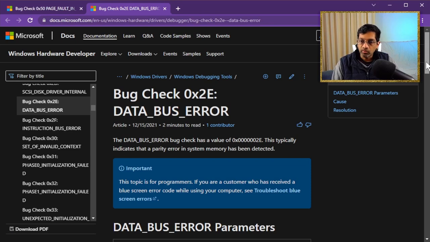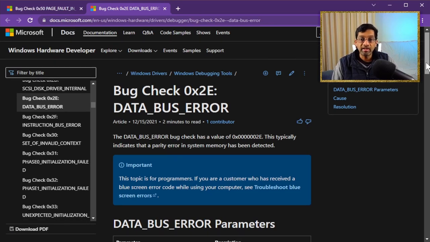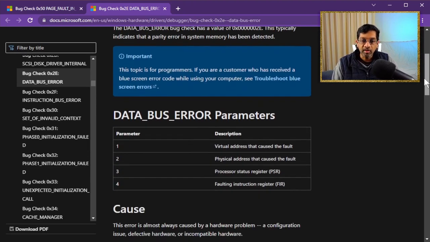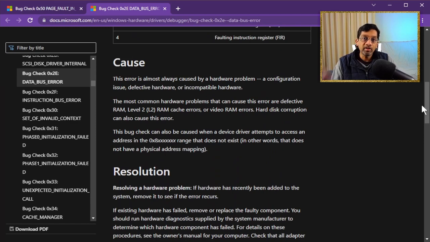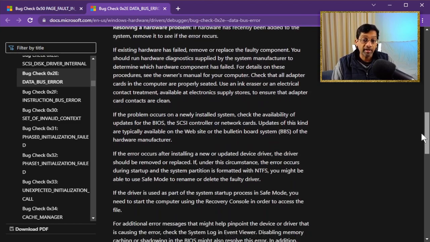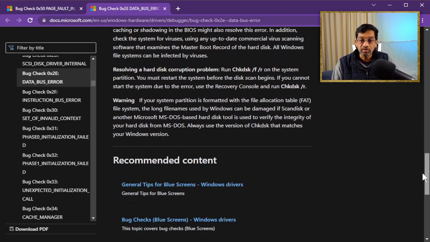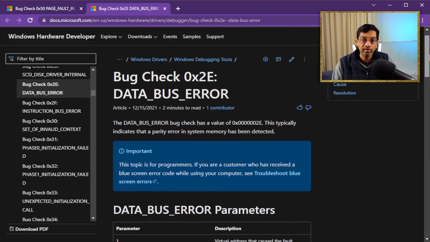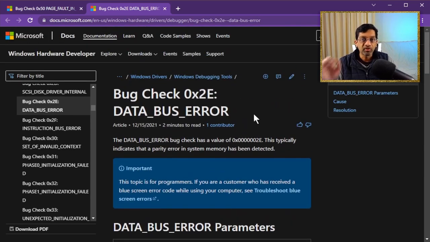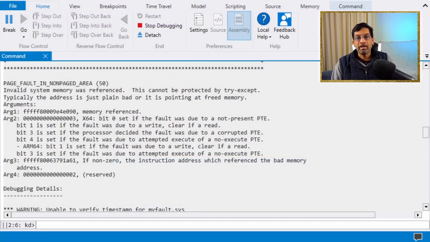This error occurs when memory is copied across the bus and the parity check at the end of the copying does not match. What happens is bytes are copied from a piece of hardware, and when it is copied across the bus and inserted into RAM, the parity check at the very end detects that the data was not copied correctly. This is almost always a hardware related error. So if you get a data bus error, just assume it's hardware related, and it probably can never be caused by a piece of software. So if you get a memory dump which says page fault in non-page area or data bus error, what do you do?